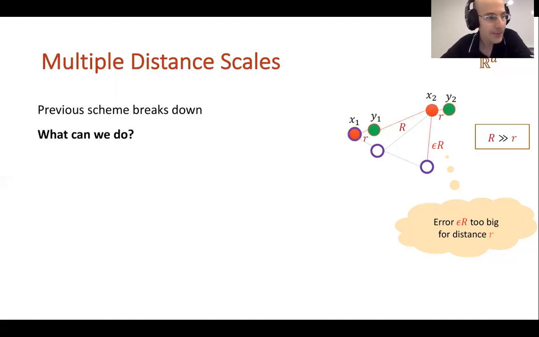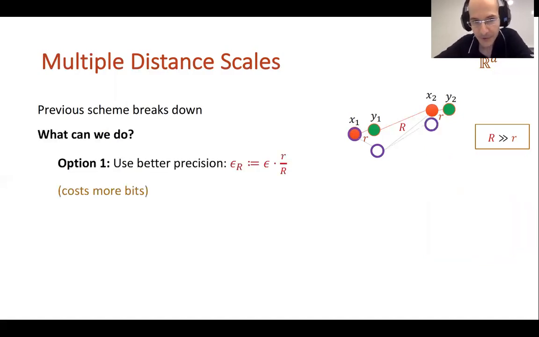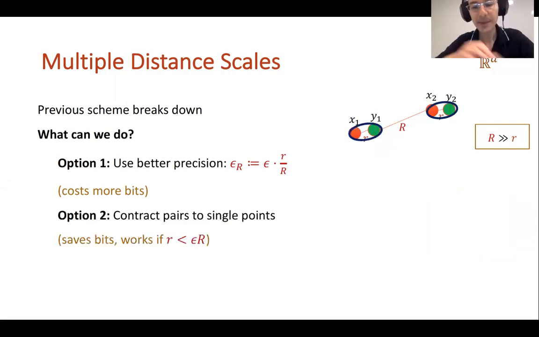What can we do about it? Well, one of two things. First, we can simply scale epsilon down to be smaller. We can always pay more bits and get better approximation. And the other thing we can do is that if these pairs are really well separated, so x1, y1 are really far away from x2, y2, big R is much bigger than little r, we can mentally contract them and treat them as single points from the point of view of each other.